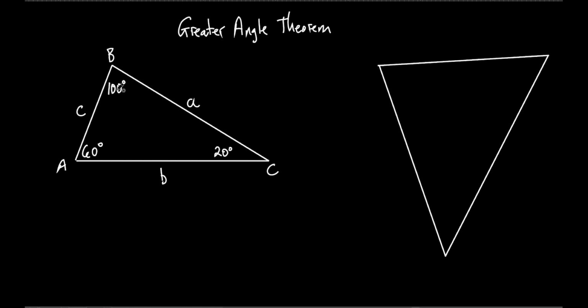Listen to me. Everybody listening? The side that's opposite the biggest angle is the biggest side. Therefore, the side opposite the smallest angle is the smallest side. And of course, the one that's opposite the middle one is the one that's in the middle.